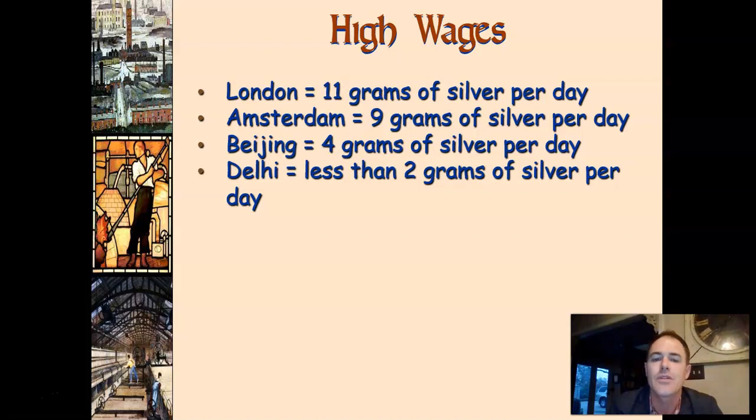It also has one of the highest wages in the world at the time, for reasons not entirely known, but just some numbers there. In London, the average worker earned 11 grams of silver per day. In Amsterdam, on continental Europe, that's 9 grams. In Beijing, in China, 4 grams of silver per day, and in Delhi, in India, less than 2 grams of silver per day. So why is that important?